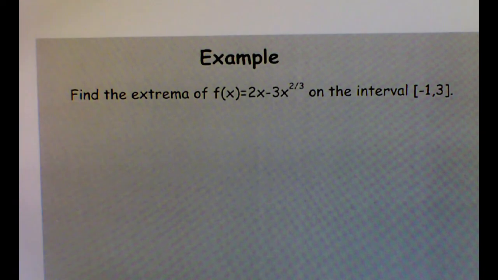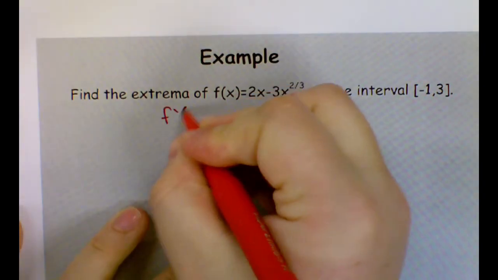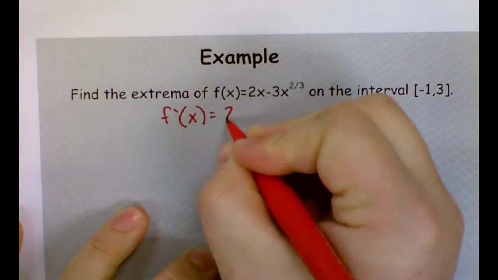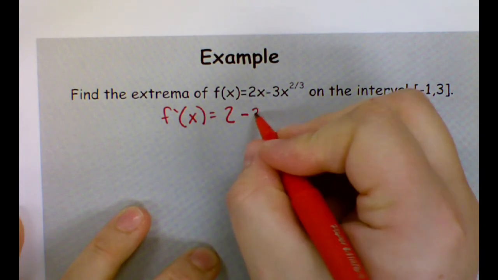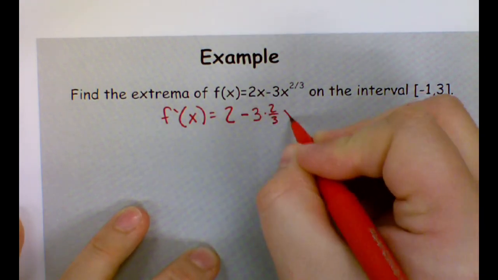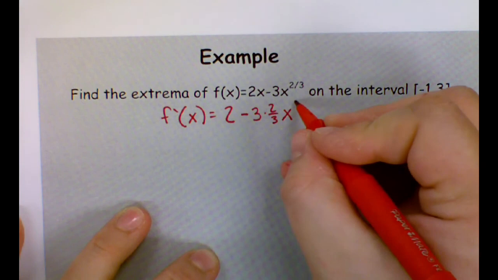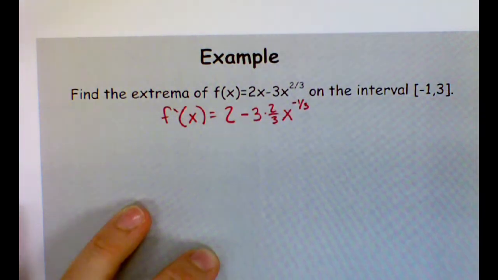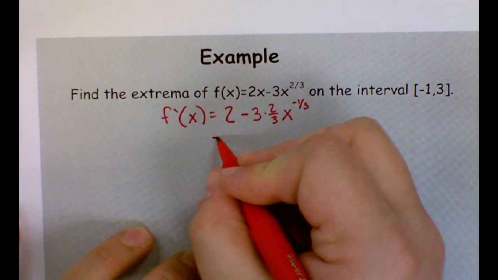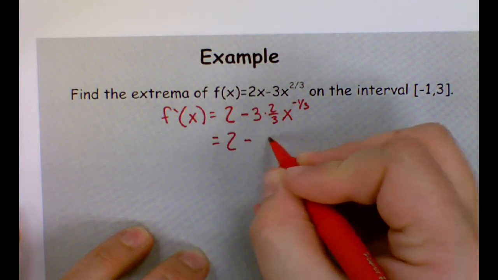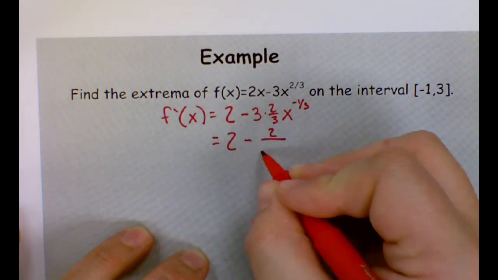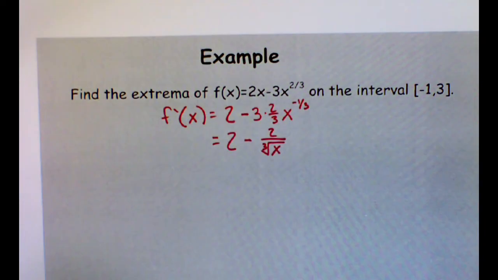F of x is this. We want the interval -1 to 3. Well, we want the derivative first. F prime of x equals 2 minus 3 times 2/3 x, subtract 1 makes it -1/3 power. All right, let's rewrite that: 2 minus 2 over the cube root of x. That's what I got going on.